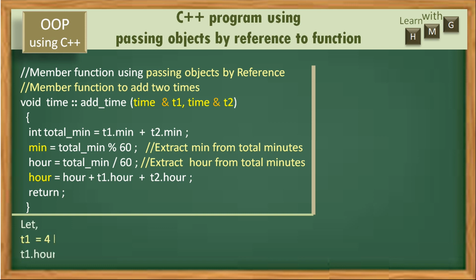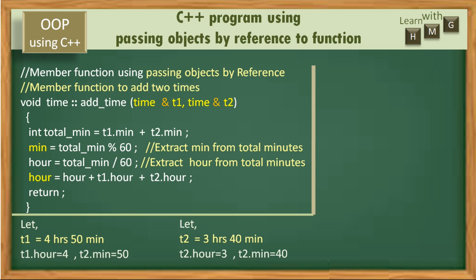So here also the T1 object is having the values 4 hours 50 minutes. This value will be stored as T1.hour data member is equal to 4 and T1.minute data member will be 50. The second object is T2 having value 3 hours 40 minutes. The data member T2.hour is equal to 3, data member T2.min is equal to 40, and the addition will be performed like this. So first of all the time T1 and time T2 will be passed with the actual values, that is 4 and 50, 3 and 40.